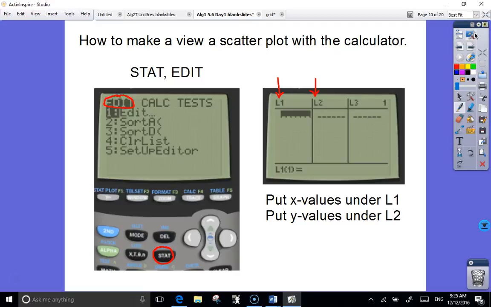So you need to take out your calculators now, right? Everybody, get your hands on a calculator. I'm showing you how to do these things. So in order to make the scatter plot with the calculator, let me grab one.